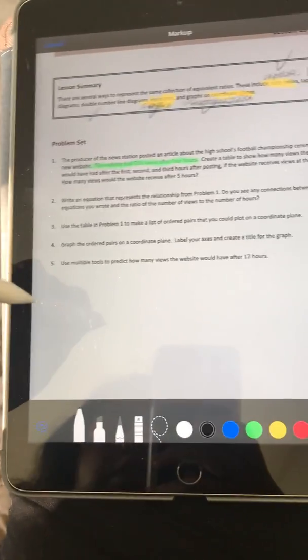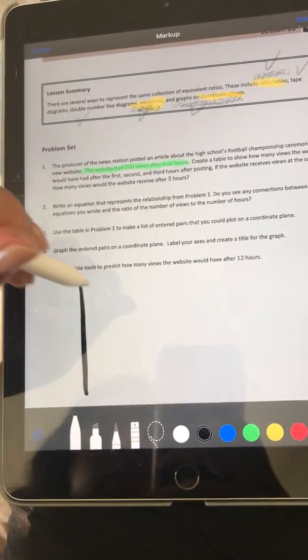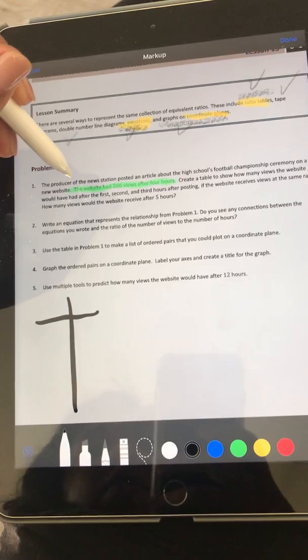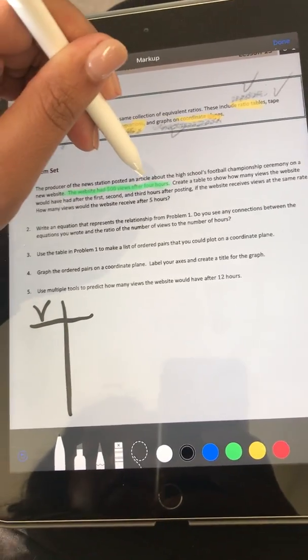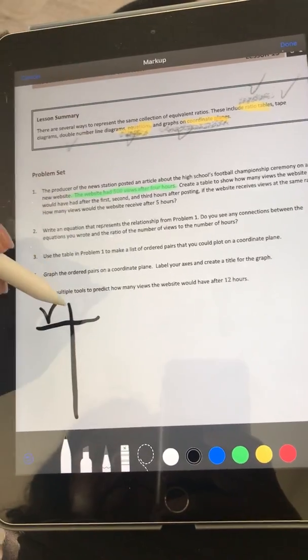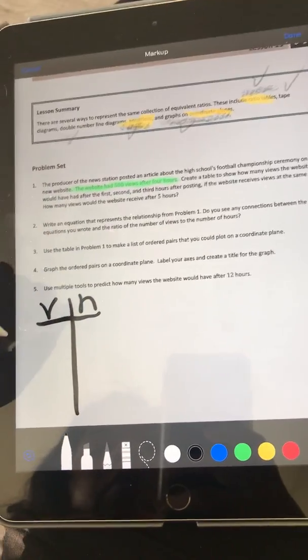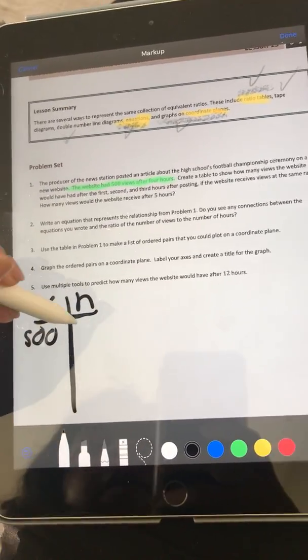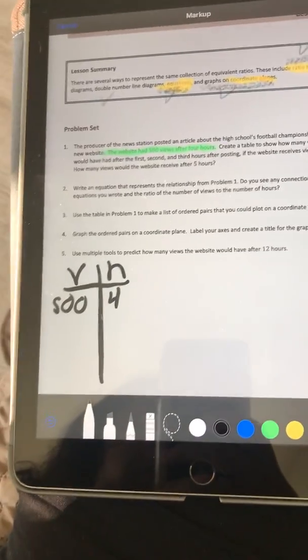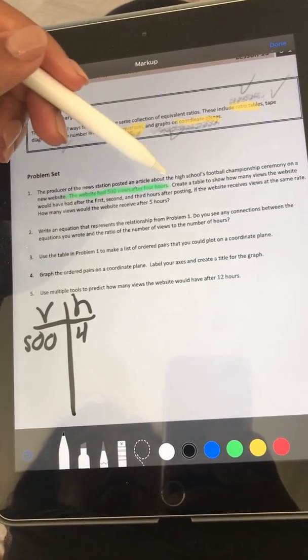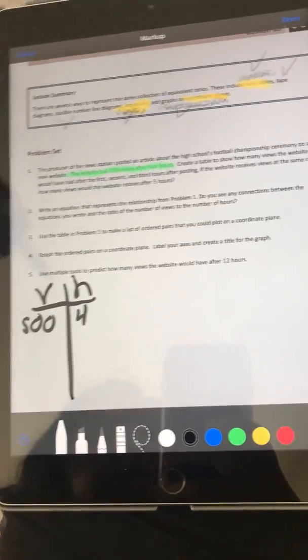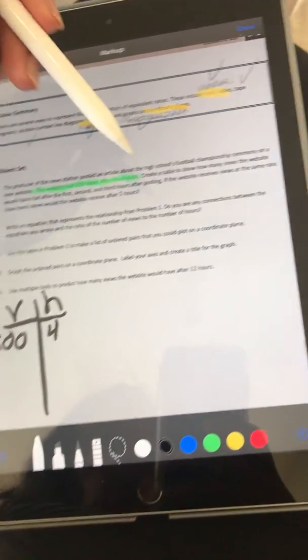So we did a ratio table. And it says the website had 500 views. So I'm going to put a V for views after 4 hours. So I'm going to put an H for hours. So there were 500 views in 4 hours. And I'm just going to draw that ratio table like that. This is an H, so don't forget that. All right. And it says create a ratio table. We already did that. Good job, us.